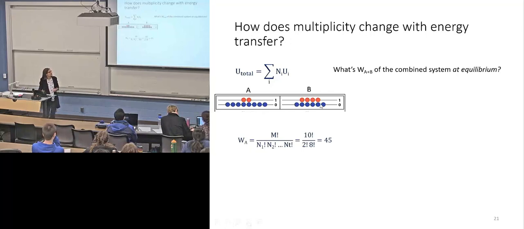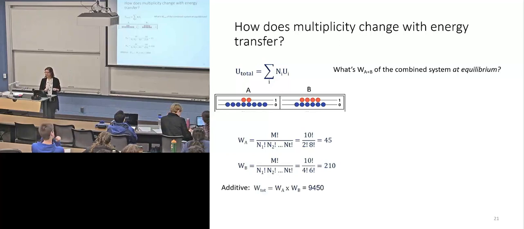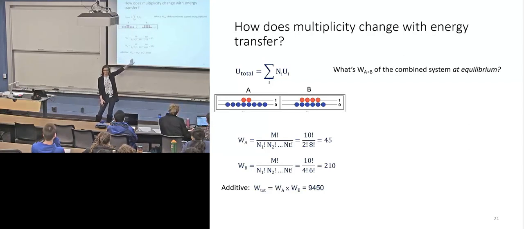How about for B? It's still 10. 6 and 4, okay? What is the combined multiplicity of this system right now given this information? Forget the words at equilibrium. And multiply them together, right? And I get 9450. No. Right now, stop and go. If I asked you the combined multiplicity of putting these two things together, this is how you would do it. You would just multiply them.